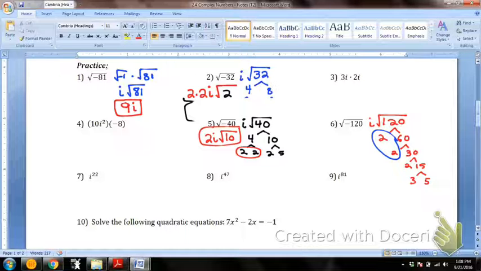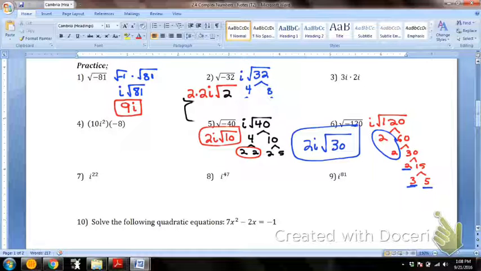I have one group of twos, so that gets written on the outside with the i. On the inside, I have a 2 and a 3 and a 5. So what do I do with those three numbers? Good. 2 times 3 is 6. 6 times 5 is 30. So this should be 2i radical 30. Does it have to be coming from the same tree? No, it does not have to come from the same tree to group together.